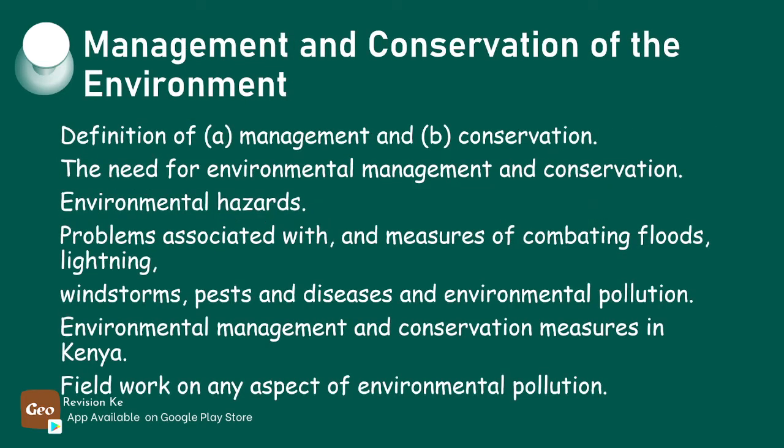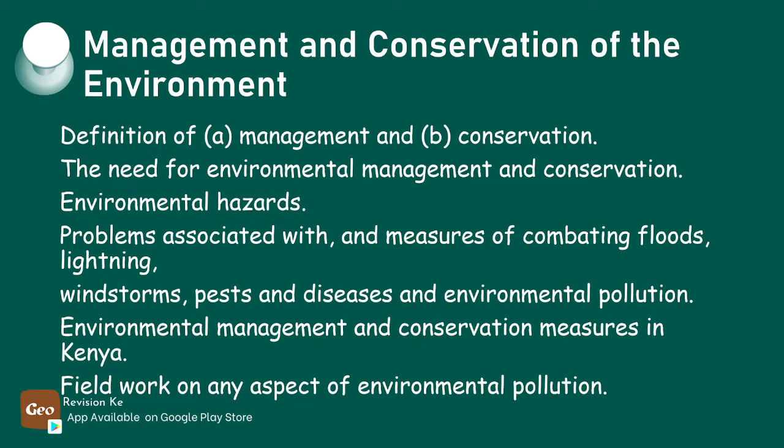And so, having defined that, we can explain the importance, rather the need, of managing and conserving the environment. Name environmental hazards. Assess the impact of selected environmental hazards and suggest measures of combating them. Some of these hazards we're going to look at are floods, lightning, windstorms, pests and diseases, and pollution. Having done that, we'll discuss the measures taken in managing and conserving the environment.